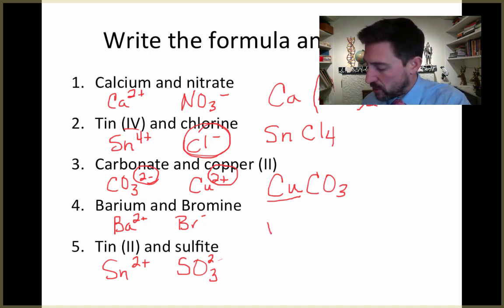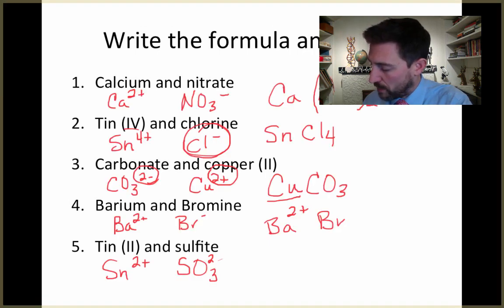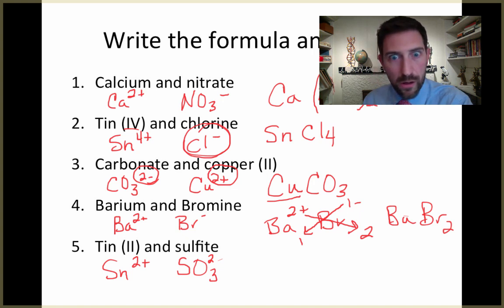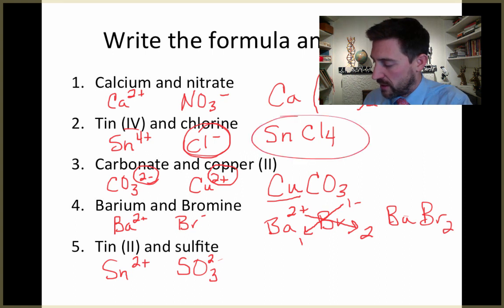Finally, BaBr. Let me show you a trick here. This will work with any of them. If barium's got a 2 plus and bromine's got a 1 minus, I can take any of these superscripts and move them down to the other one for the subscript. So this is going to be a 1 and this is going to be a 2, which is going to give me Ba. I don't need to show the 1. BaBr2. That'll work for any of them. So a little trick for down the road. We could have used that up here. You can use it anywhere.